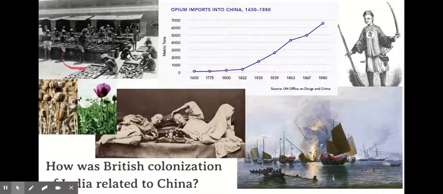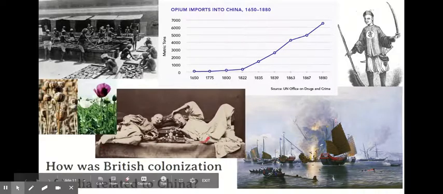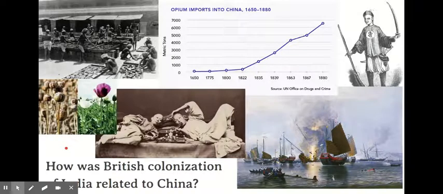These poppies can be used once they're dried to make opium. Opium is an extremely addictive drug that you can take in lots of different ways, but it's important to think about opium as the same drug as morphine and also the same drug as heroin. So you take opium to make morphine and you also use opium to make heroin. So it's a very, very potent and destructive drug, but it makes people feel really, really good.